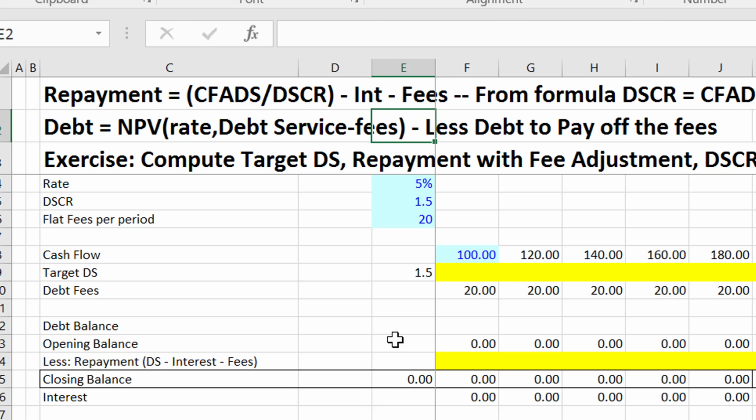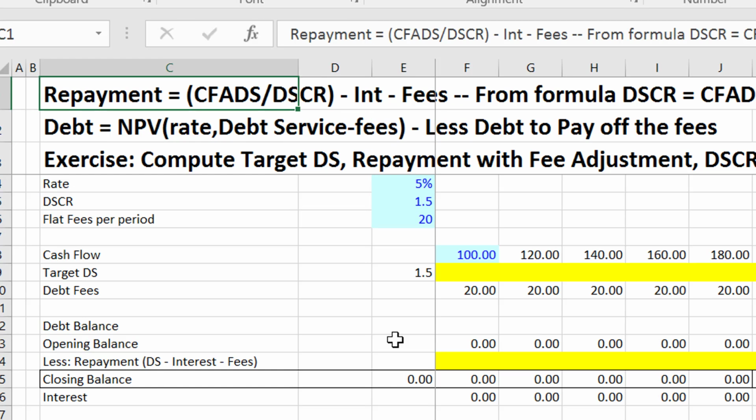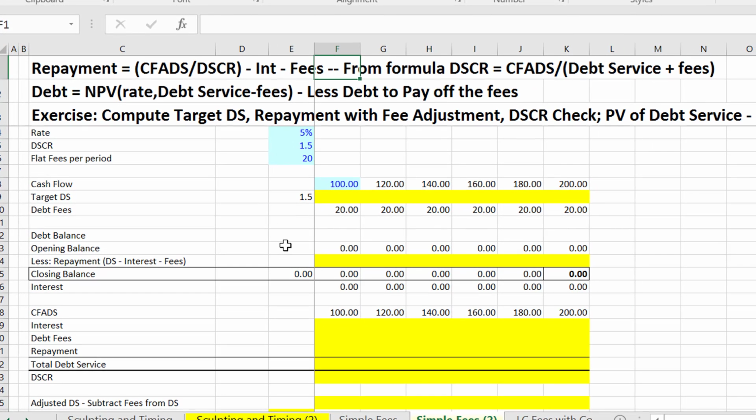And then when you have fees, you think it's all simple, but it's not that simple. You have to use a different formula for the DSCR and a different formula for the NPV. You take away the fees. I had to work through this. I kind of did a trial and error. I'm sorry about that, but I did.